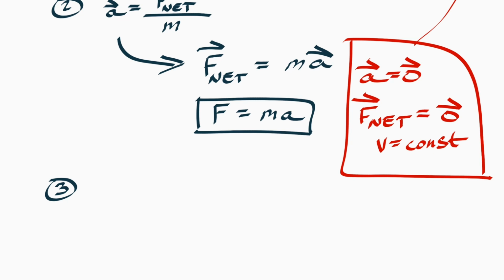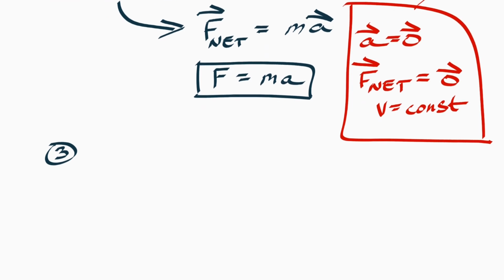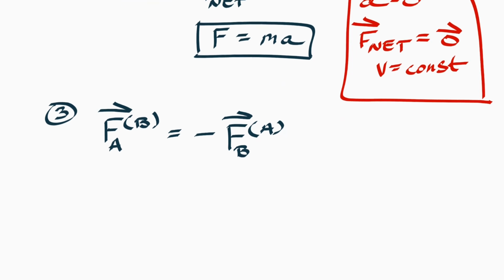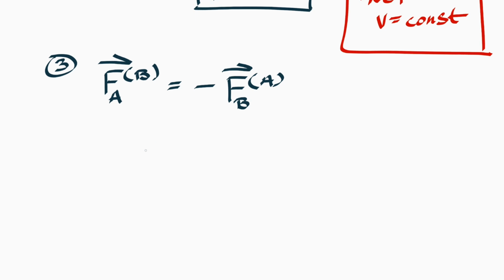Finally, let's talk about the third law. The third law says that forces come in pairs, which are of the same magnitude but opposite direction. So mathematically, we might write it like this. The force from object A that acts on B is equal to the negative force from B which acts on A. And that is how you would say that. And it's kind of a mouthful. But let's talk about it like this.